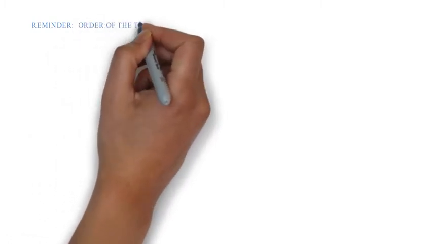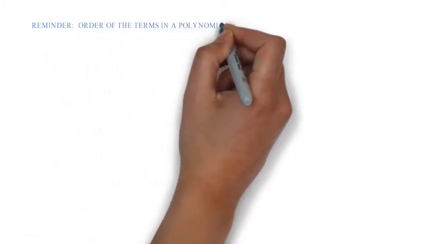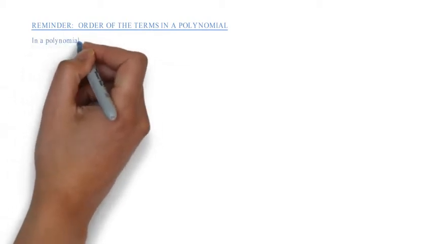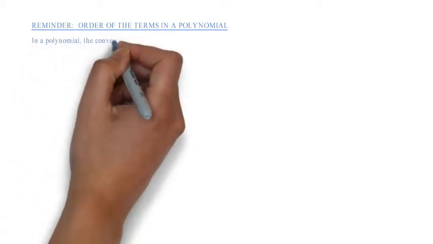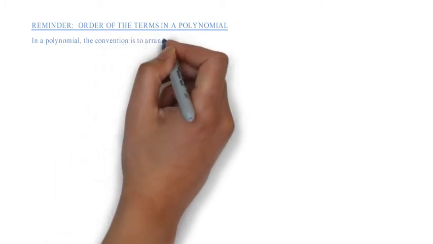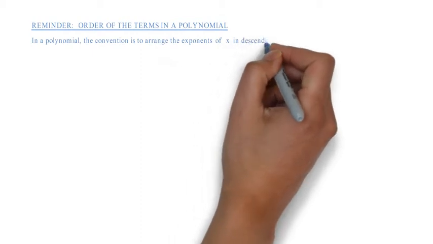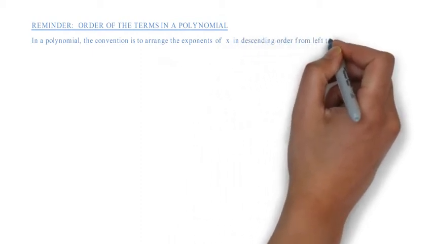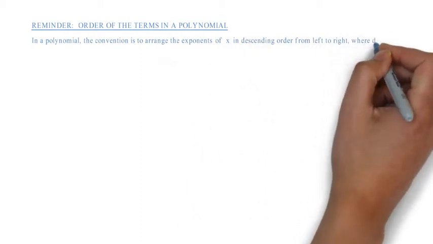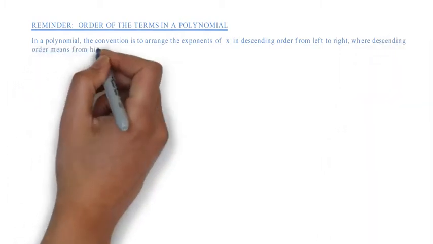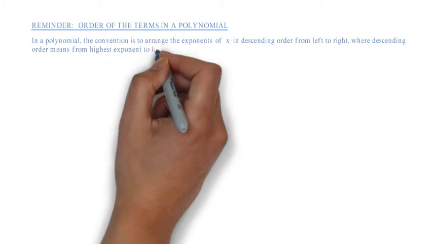Reminder. Order of the terms in a polynomial. In a polynomial, the convention is to arrange the exponents of x in descending order from left to right, where descending order means from highest exponent to lowest exponent.